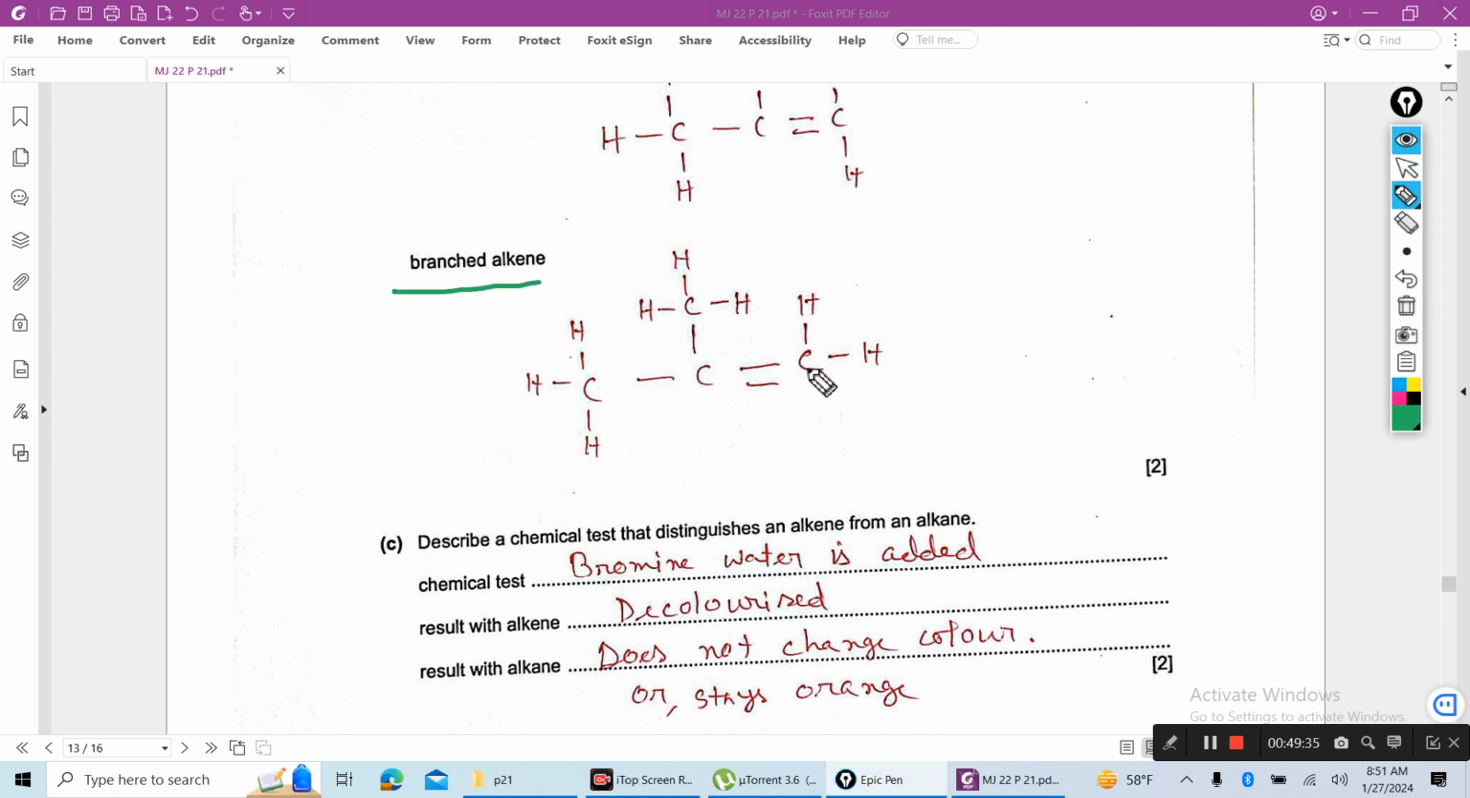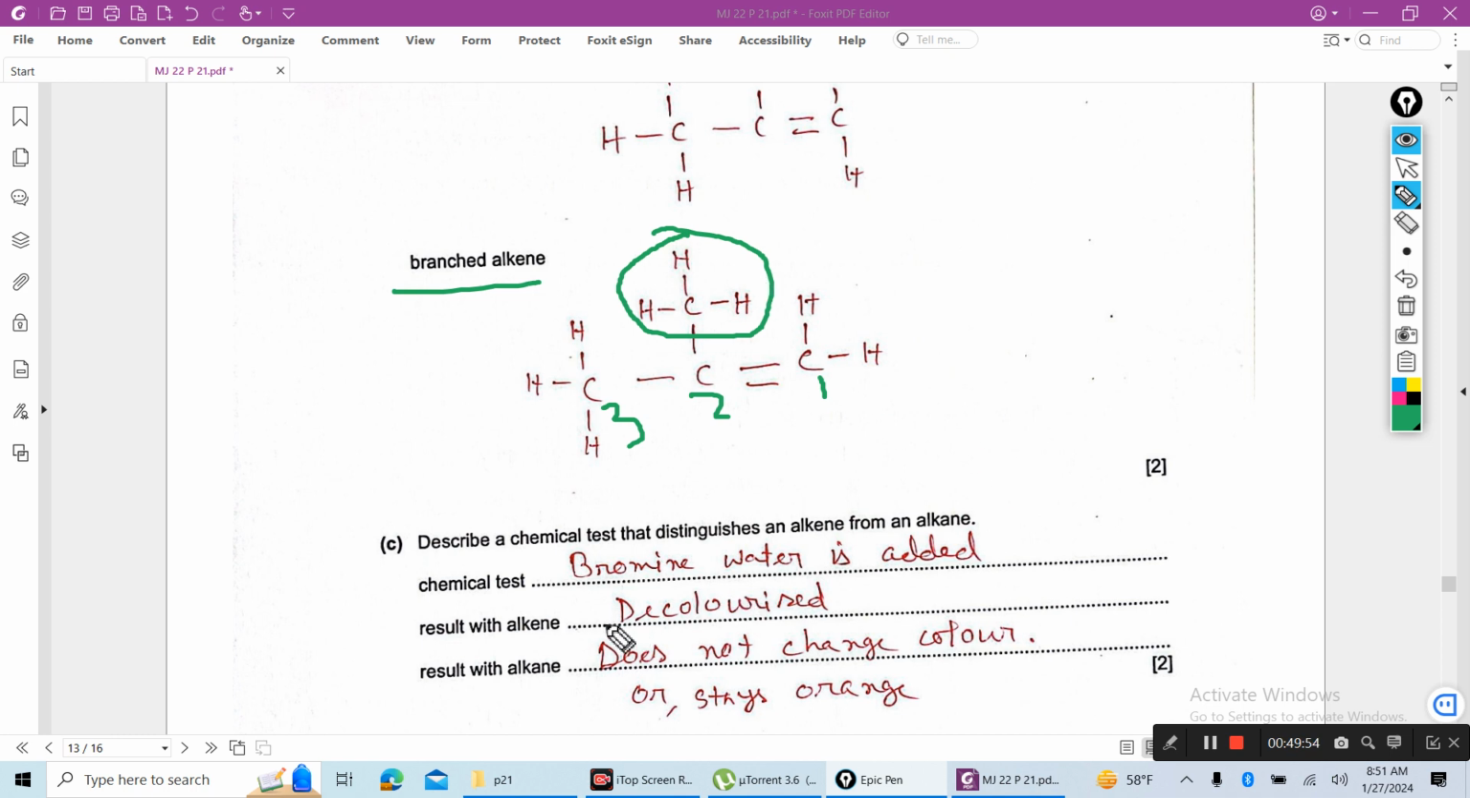But here is a branched alkene, 1, 2, 3. Number 2 carbon contains a branch, a methyl branch. So this name will be 2-methyl propene. This is a branched alkene.